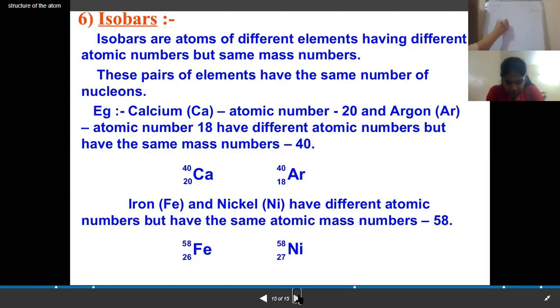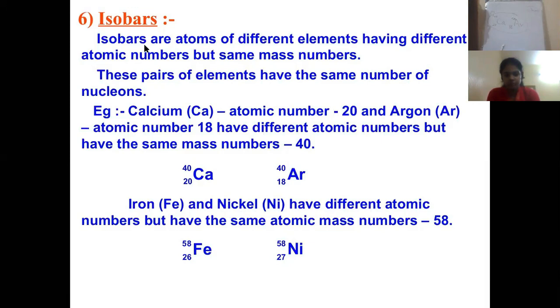For example, there is calcium and argon. Calcium has atomic number 20, and argon has atomic number 18. They are atoms of different elements, but their mass number is the same. So such species of atoms are called isobars. Right? I hope that with this the chapter comes to an end.